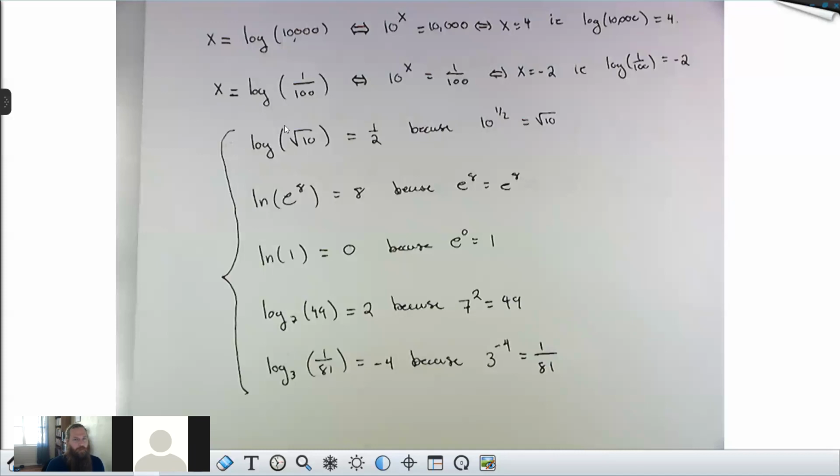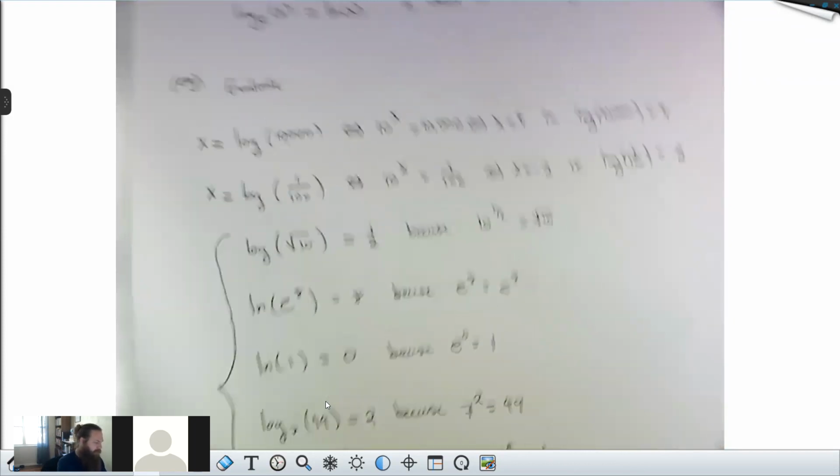What do you notice about these outputs? Well, sometimes they're positive and kind of big numbers. Sometimes they're positive and kind of small numbers. Sometimes they're 0. Sometimes they're negative. So the range of a logarithm function, these are all different functions, different bases, but the range of a logarithm function could be any real number. Let me take a specific example here.